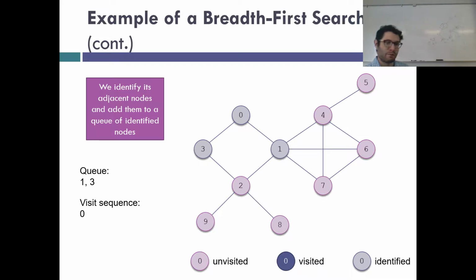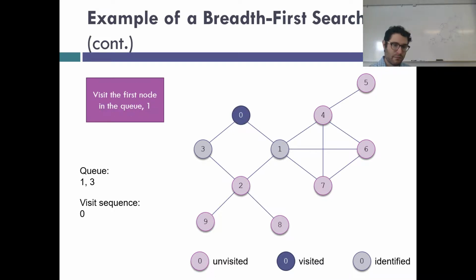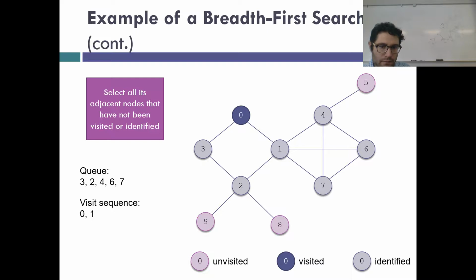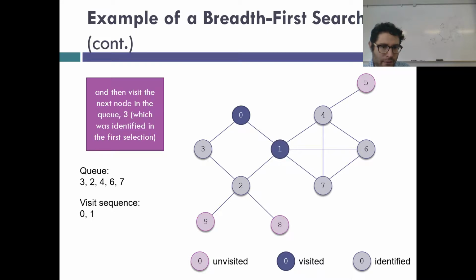And you just keep repeating this. You remove the first node from the queue, and it goes into your visited sequence. Then you look at 1's neighbors, because 1 is the node you just removed from the queue. So we add 2, 4, 6, and 7 to the queue, and then we're done visiting 1. Now we remove 3 from the queue and look at all of 3's neighbors. We've already seen 0 and 2, so we're not going to bother with them.